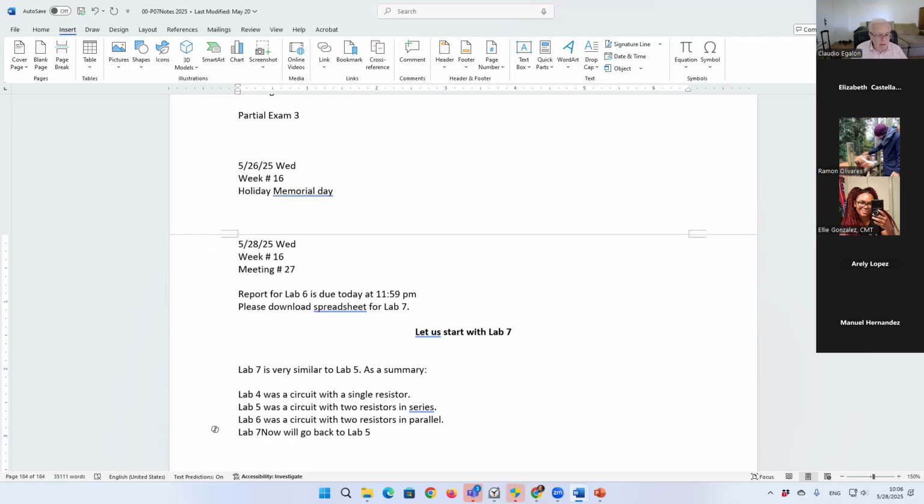Lab 7 is similar to lab 5 with an important difference. Okay, there's an important difference. We still have two elements in series. We still have two elements in series.